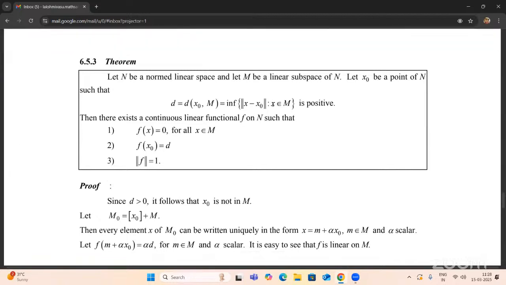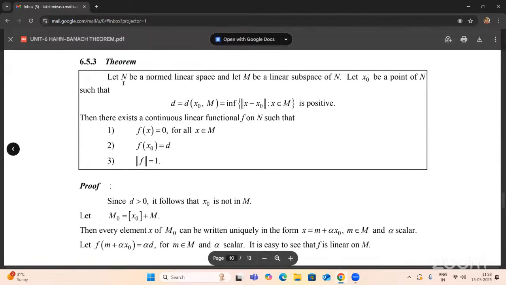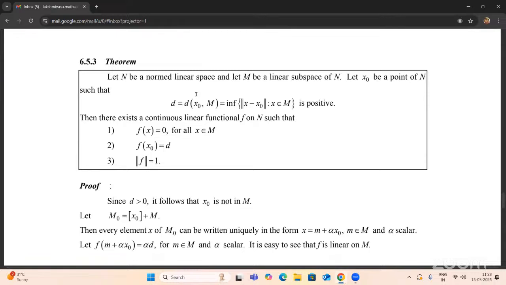Now, 6.5.3, the third consequence of the Hahn-Banach theorem. Let N be a normed linear space and M be a linear subspace of N. Let x naught be a point of N such that d, the distance between x naught and M, is positive. This is the metric condition: d of x naught and M is the infimum of norm x minus x naught, where x belongs to M.